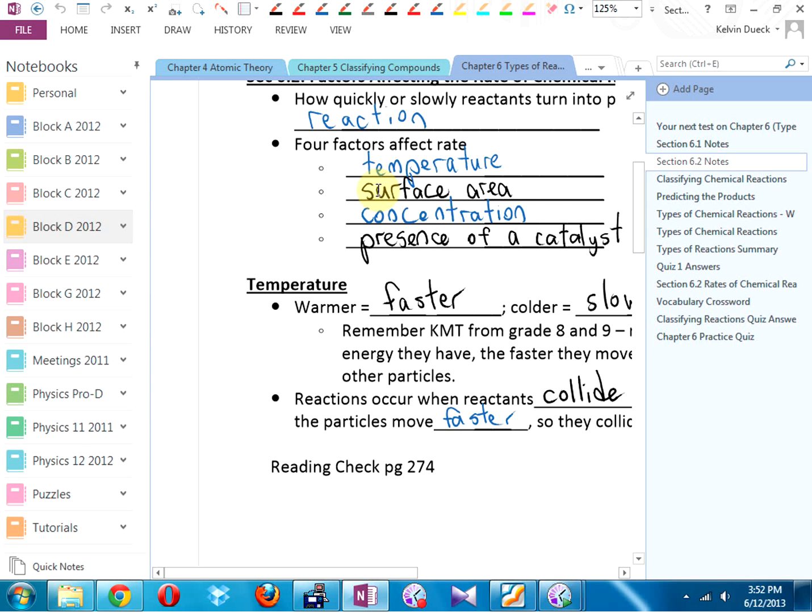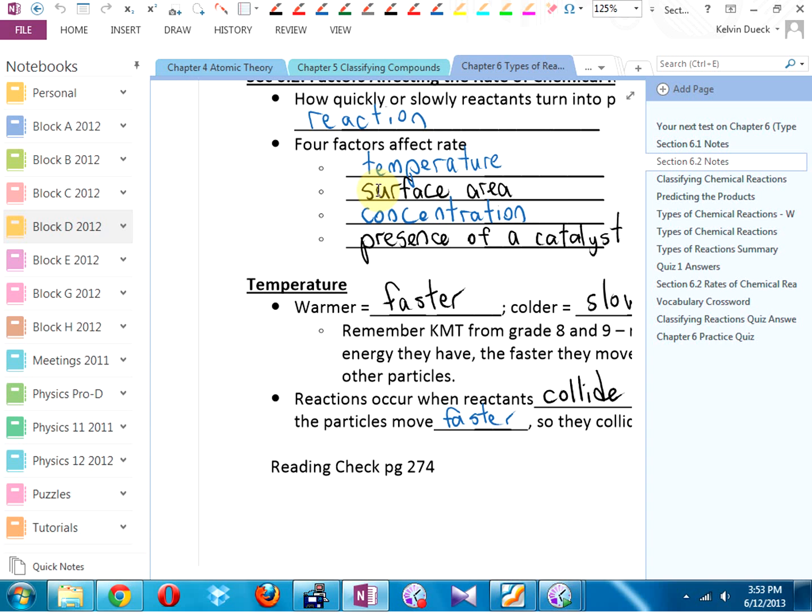Hotter means faster because atoms move back and forth faster. Surface area. If you break it up into smaller pieces, there's more exposed atoms, so the reaction can happen faster. A good example is why a sugar cube takes much longer to dissolve in coffee than a spoonful of sugar, right? Concentration, if you have more of it, it'll react faster. And then the presence of a catalyst, okay?